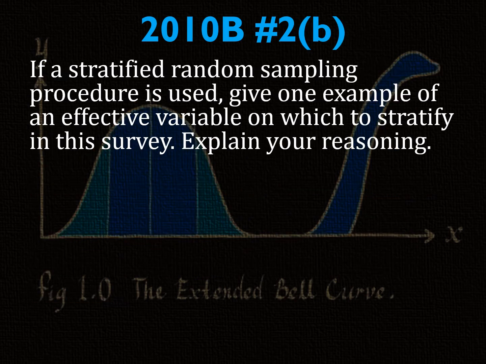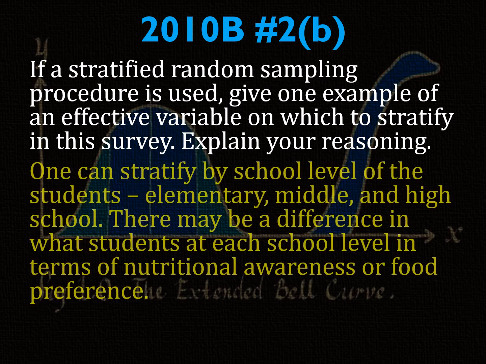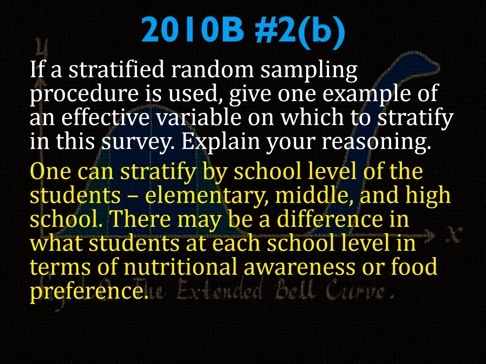Part B, if a stratified random sampling procedure is used, give one example of an effective variable on which to stratify in the survey. Explain your reasoning. So you can stratify by school level. And one reason you might want to do that is because maybe each student at each level has a different idea of what it means to eat a nutritious diet.